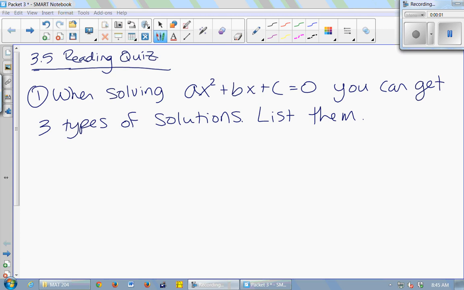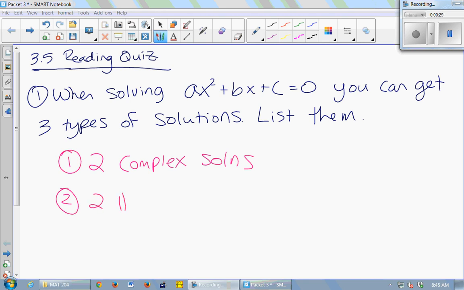You generally use the quadratic formula, right? And the kinds of solutions you can get depend on what's under the radical. When the thing under the radical is negative, you get imaginary or complex solutions. You can have two complex solutions. When the number under the radical is positive, you get two real solutions.